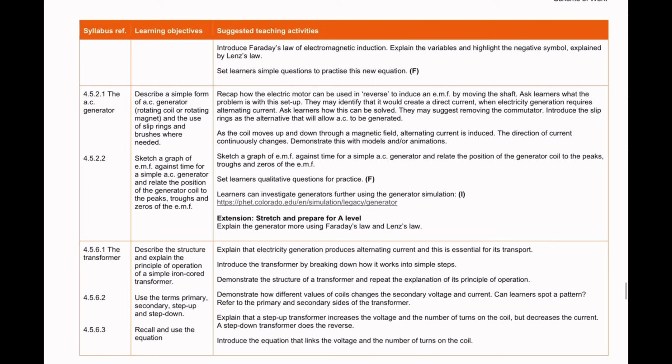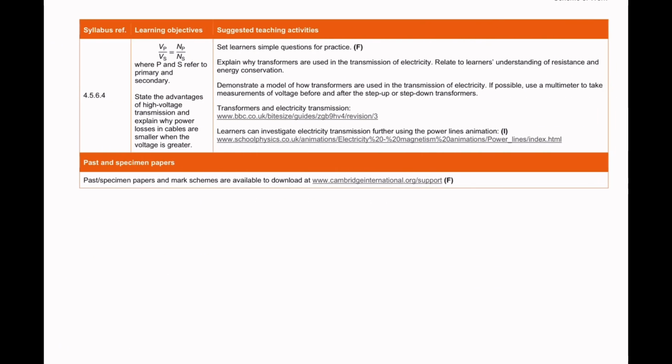Key concept 4.5.6.1: The transformer. Learning objectives. Describe the structure and explain the principle of operation of a simple iron core transformer. Use the terms primary, secondary, step up, and step down. Recall and use the equation Vp upon Vs is equal to Np upon Ns, where P and S refer to the primary and secondary.